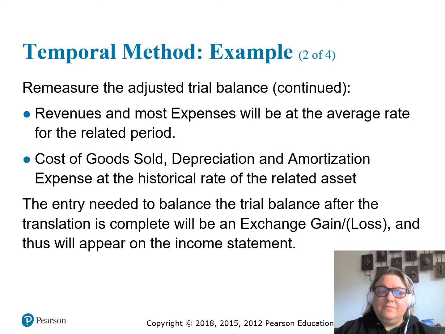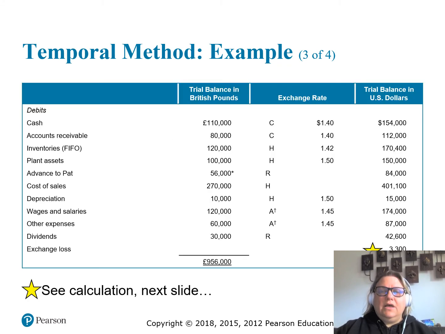All right, and the entry needed to balance the transaction will be an exchange gain or loss, which will be on the income statement. So basically what happens is you roll in item by item, following whether you're doing the different rate, either an average or a rate at the end of the year, and you remeasure it using the exchange rate, and then you plug whatever the overage or underage is to comprehensive income or exchange loss. Okay, so here again is our situation for the temporal method.